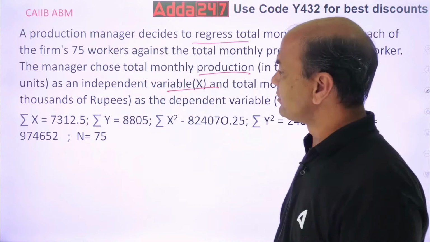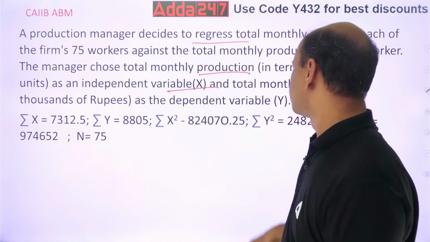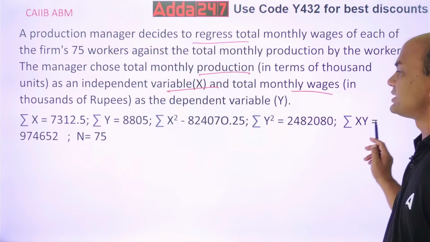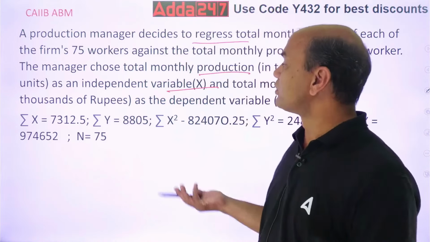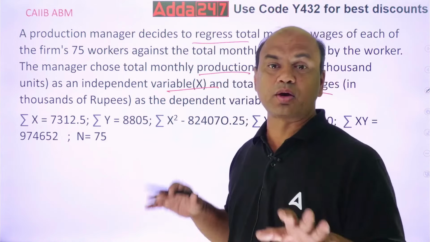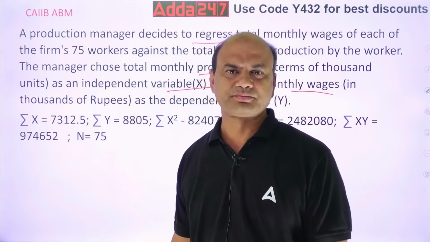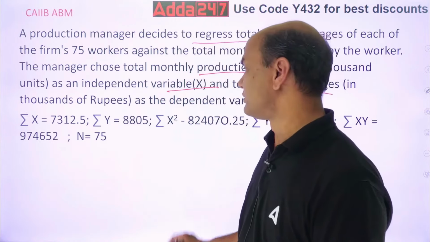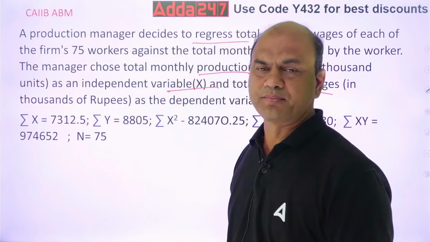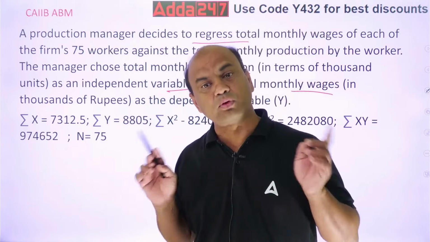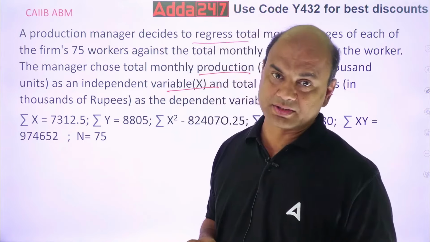Now all these elements are given. See this: summation x is given, summation y is given, summation x square is given, summation y square is given, summation xy is given, and n is given. Now what have you to do? You have to relate this and answer the questions. This will be the case study and 5 questions will be asked. Why is all this given? For that you need to first understand the formula for variance and the formula for covariance.